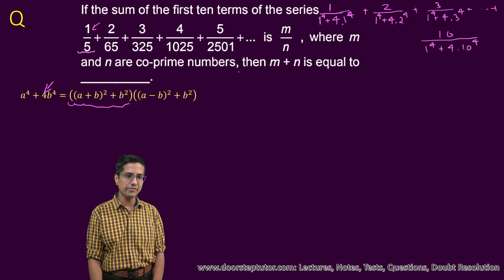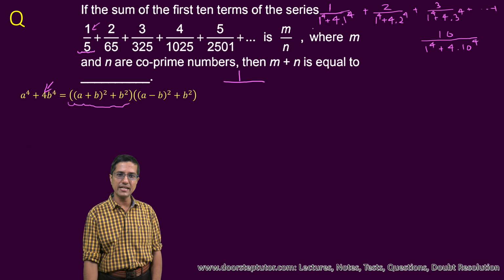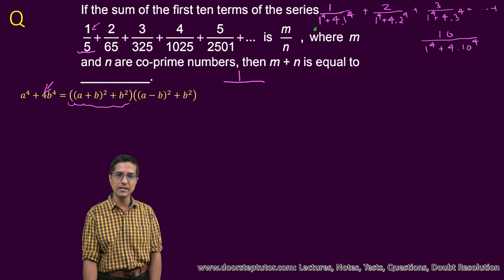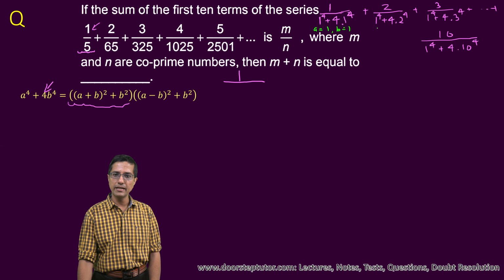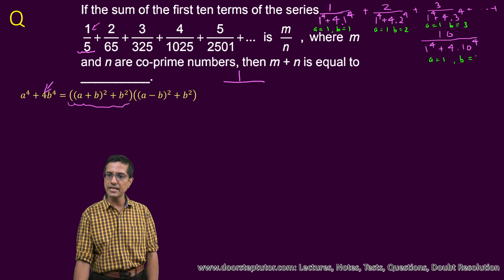So the first term would give us the a. Let us just write the values of a and b here. So a in this case is 1, b is also 1; a is 1, b is actually 2; a is 1, b is actually 3; and the last one, a is 1 but b is actually 10.